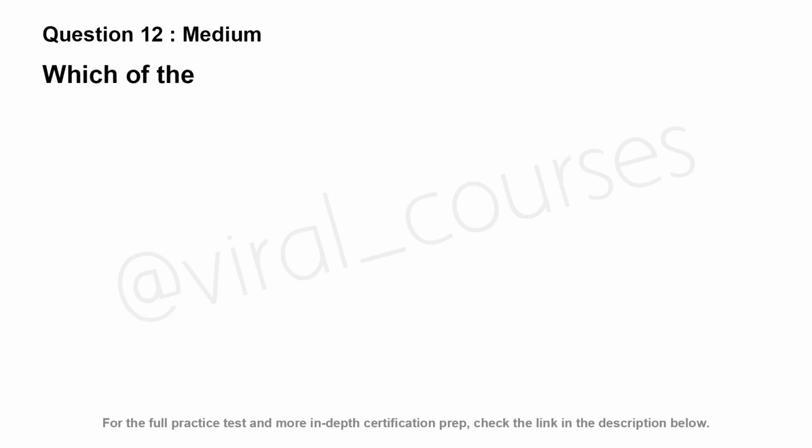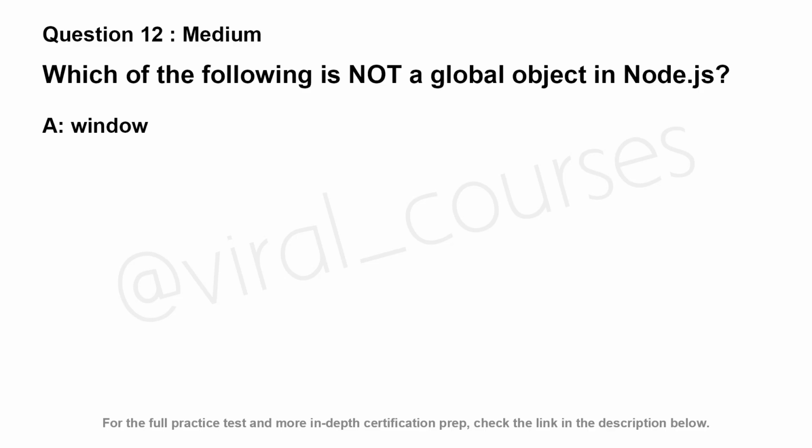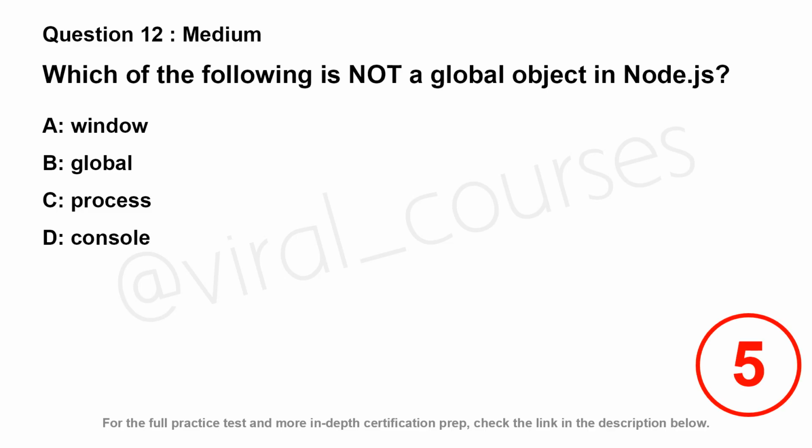Which of the following is not a global object in Node.js? Option A, window. Option B, global. Option C, process. Option D, console.